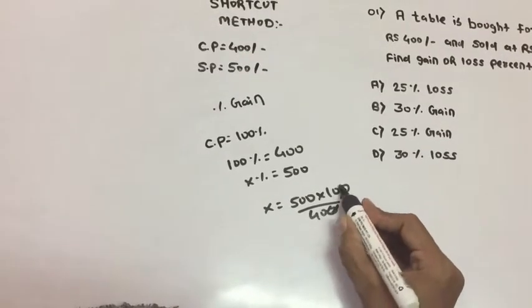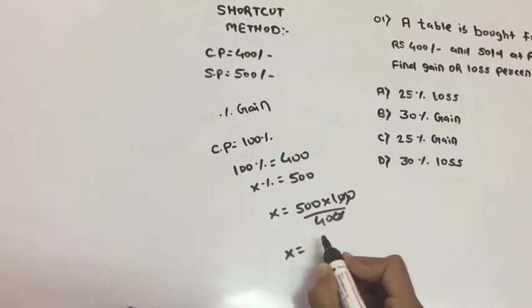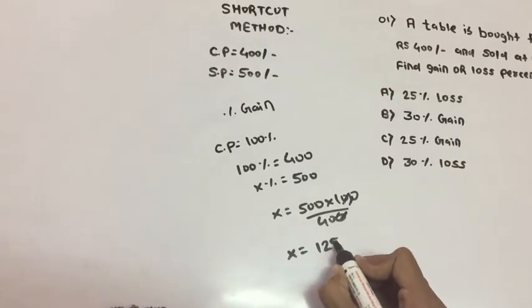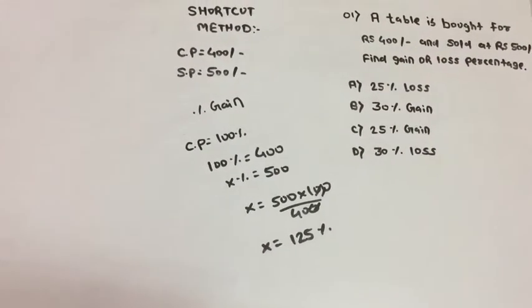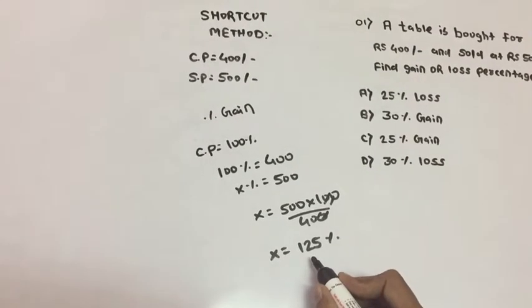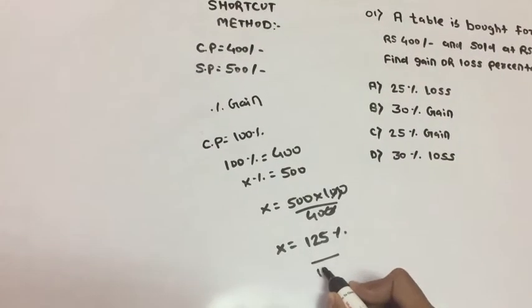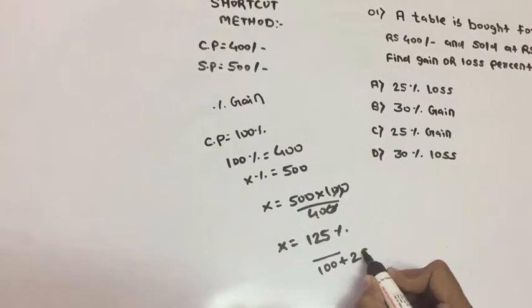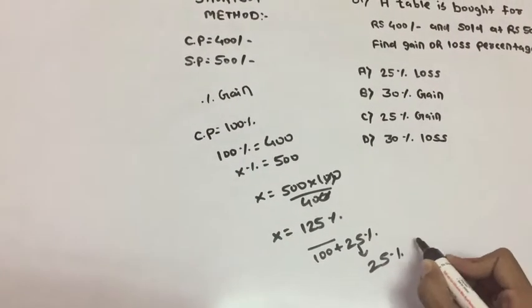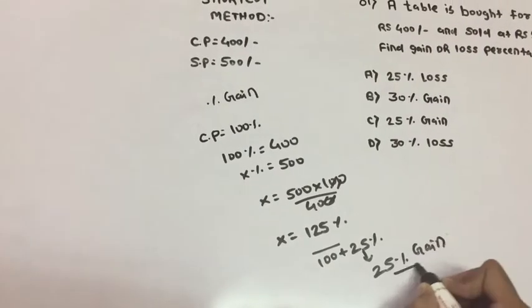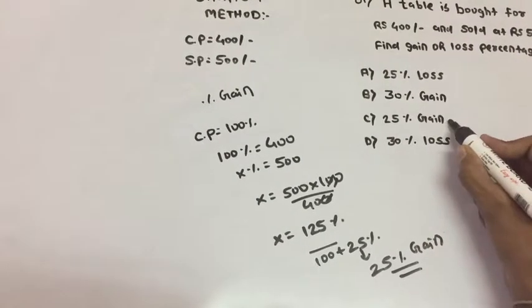When you solve this, you will get 125%. So the profit is earned over the 100%. This is nothing but 100 plus 25%. So your answer will be 25% gain. So your answer is this.